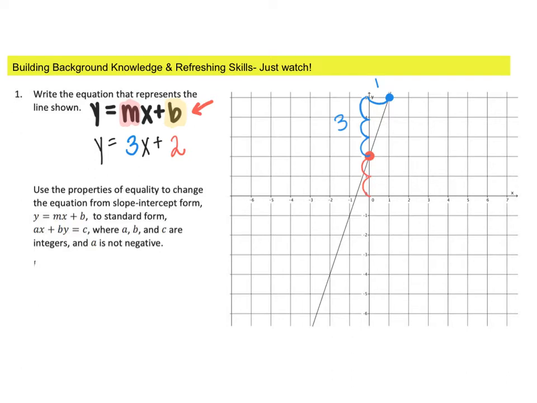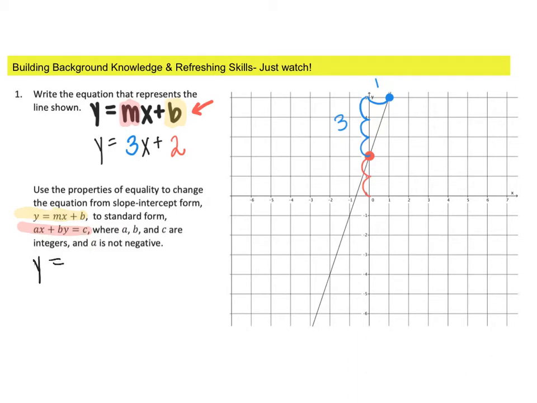The second part of our lesson today is we're going to be using properties of equality, which is just like add 2 to this side, add 2 to that side, divide 3 from the left, divide 3 from the right, to change this equation from slope-intercept form and have it follow standard form instead. We've done the opposite before. We worked backwards and turned standard form into slope-intercept form. So it's just going to be the same thing. We want to get our x's plus a number with our y's equals c.